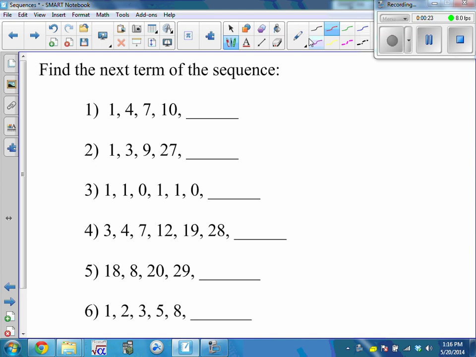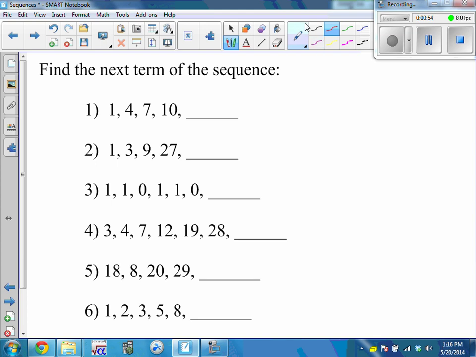So what we want to do here is just try to determine what's the next term in each of these sequences. So what we need to do is determine what's the pattern. What's the next term? I'll give you a second. You can pause the video and try to determine what is the next term in each of these 6 sequences. All right, let's try these.